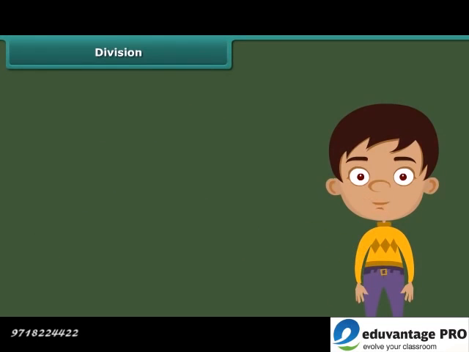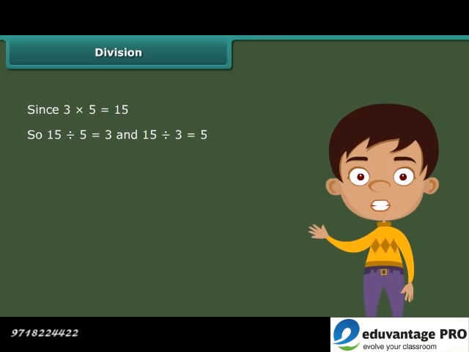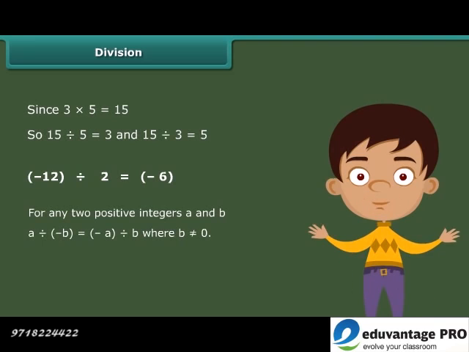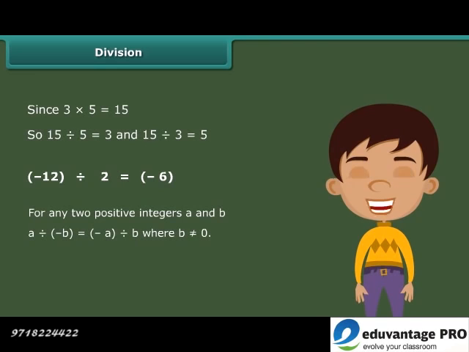We know that division is the inverse operation of multiplication. Since 3 × 5 is equal to 15, 15 divided by 5 is equal to 3, and 15 divided by 3 is equal to 5. When we divide a negative integer by a positive integer, we divide them as whole numbers and then put a minus sign before the quotient. Thus, we get a negative integer. In general, for any two positive integers a and b, a divided by -b is equal to -a divided by b, where b is not equal to 0.